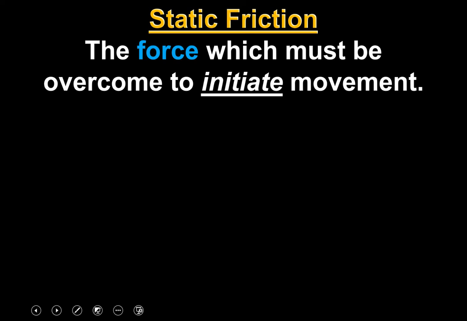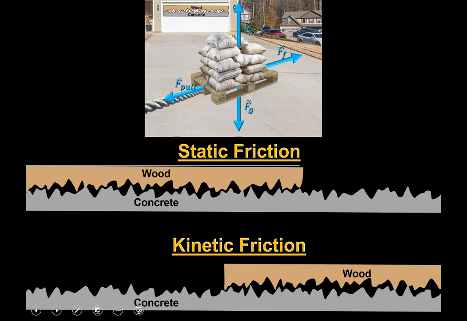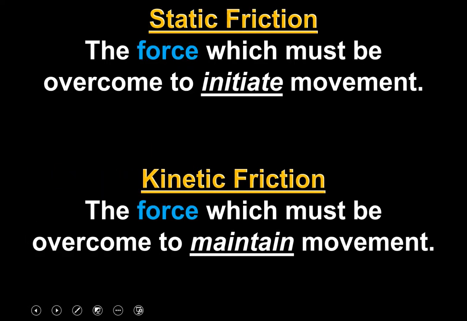Static friction is the force which must be overcome to initiate your movement. Your kinetic friction is a force which must be overcome to maintain the movement. So with static friction, you have to get it to move, then you have to overcome the kinetic friction to keep it moving. That's why when you're pushing something heavy, you don't want to stop pushing, because then you have to do extra work to deal with the static friction again to get it moving in kinetic friction.